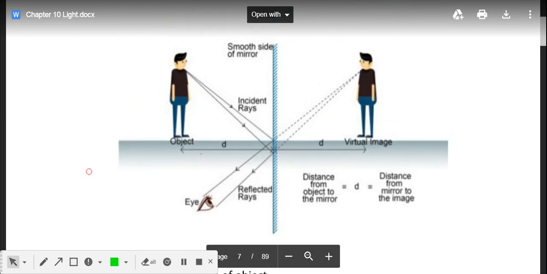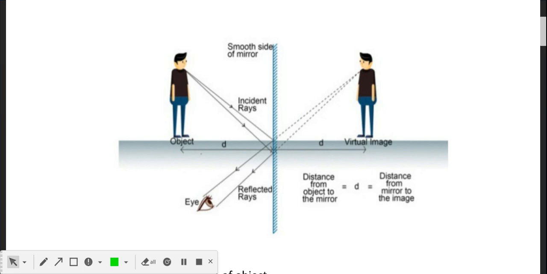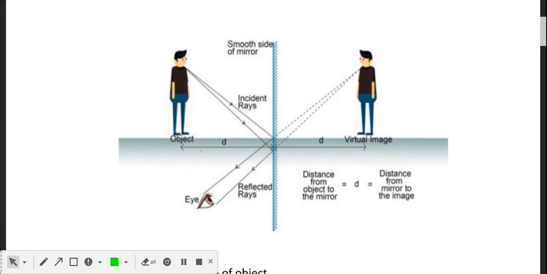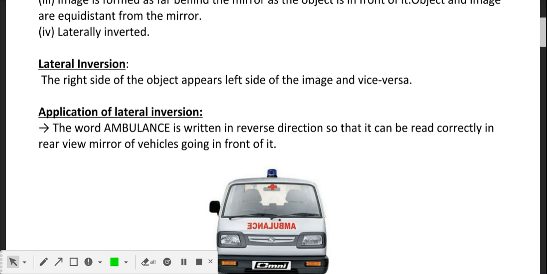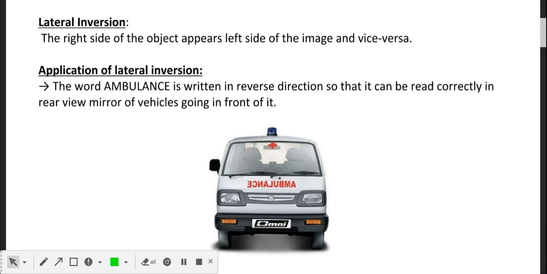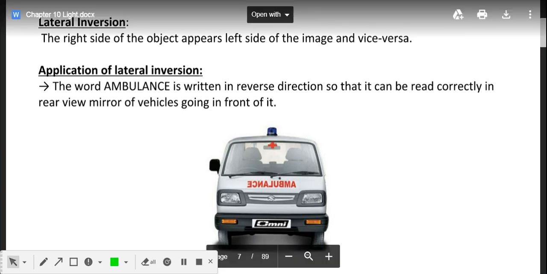Laterally inverted. Now understand what you mean by lateral inversion. It's not upside down. It's basically that right appears to be left and left appears to be right. Try to observe this in the mirror. The biggest and most common example of lateral inversion that you have all observed is that the right side of the object appears left and the left side of the object appears to be right.